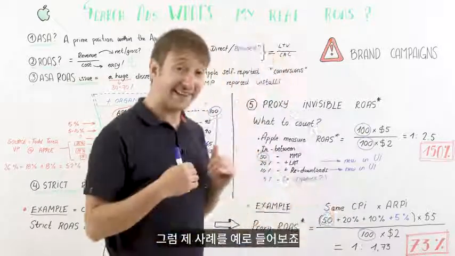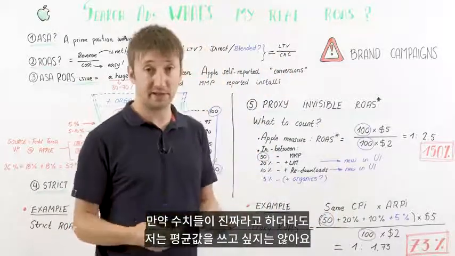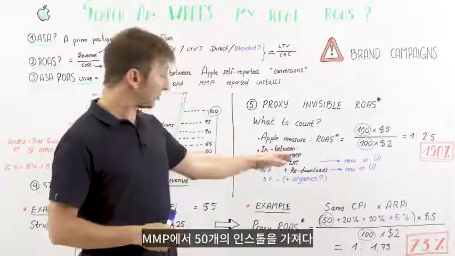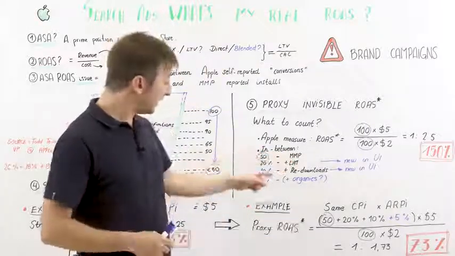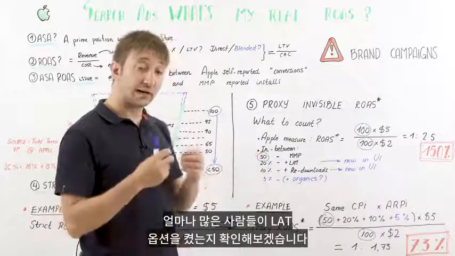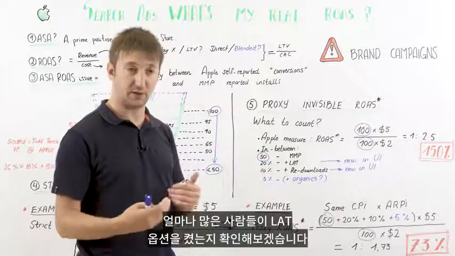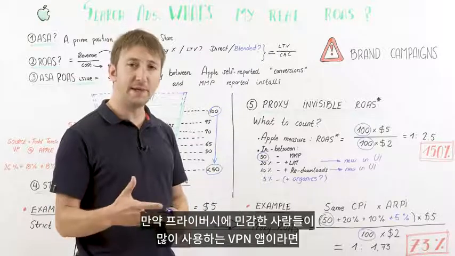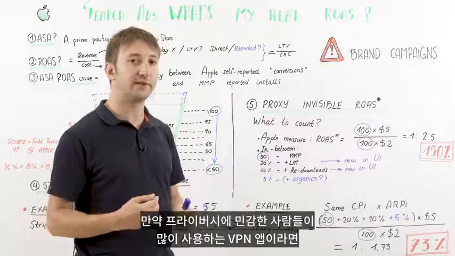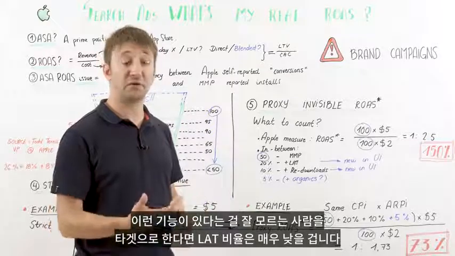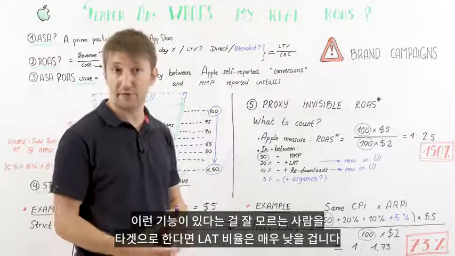So let's take my case. I don't want to use these averages, even if they're true. I want to know what's in it for my app. So I take the 50 installs from my MMP, and then I'm going to look at how many people had activated the LAT option. Maybe you're working for a VPN app, with people who are concerned about privacy, and this is going to be 50%. Maybe you're working for an audience that is not very tech savvy, and it is very low.